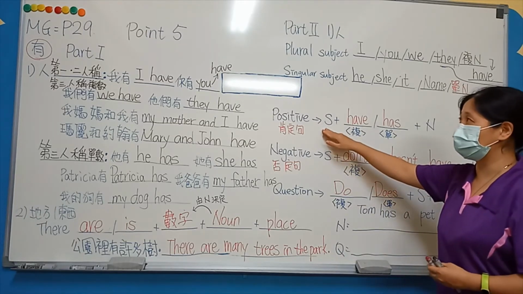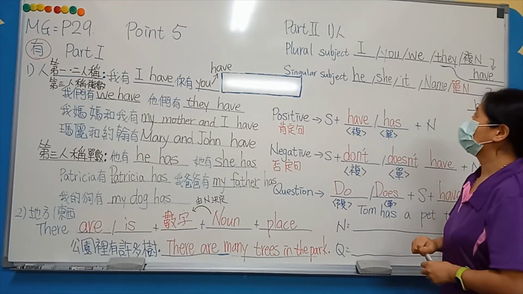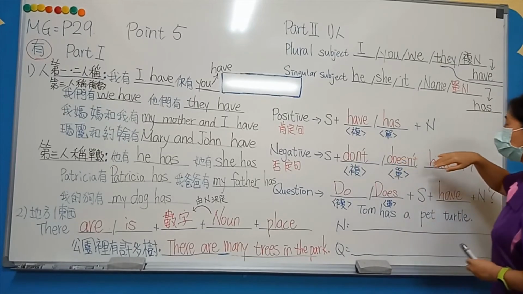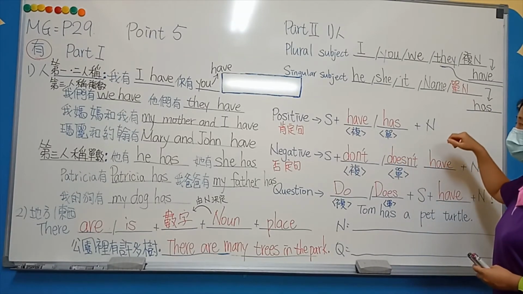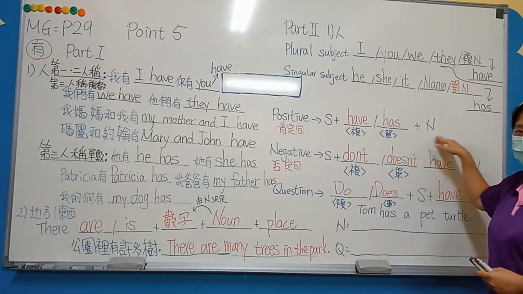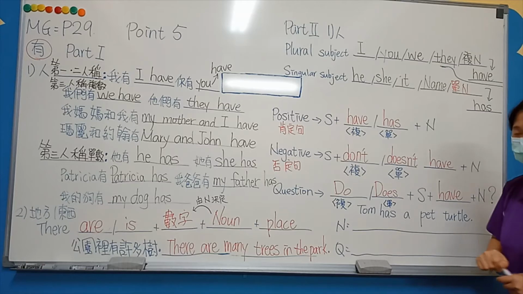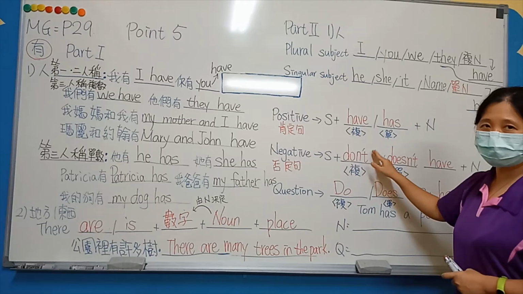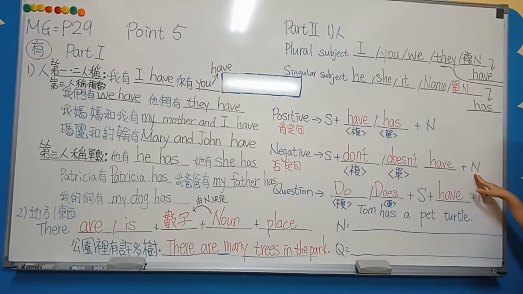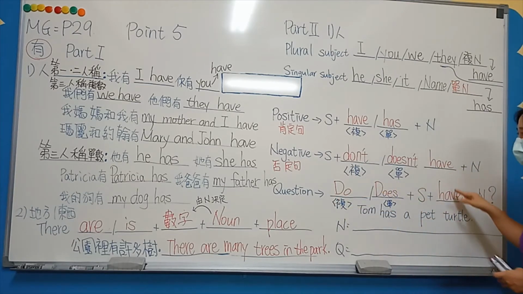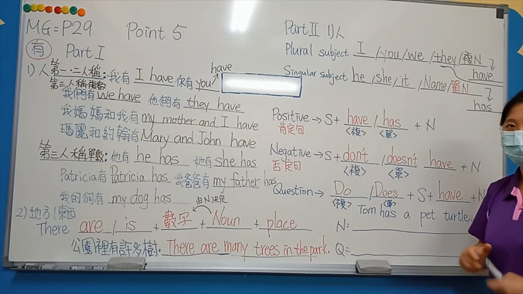Okay, I give you a sentence. For example, if I use plural subject, they have many books. They have many books in the classroom. So I change into this one, negative sentence. They don't have many books in the classroom. Question sentence. Do they have many books in the classroom?